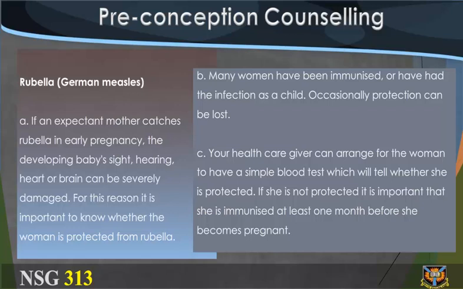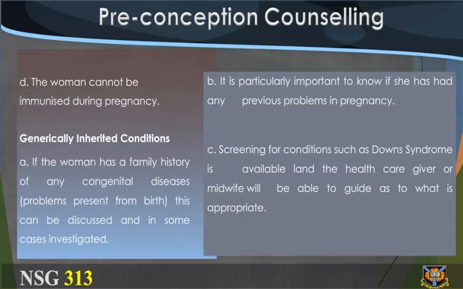C. Your health caregiver can arrange for the woman to have a simple blood test which will tell whether she is protected. If she is not protected, it is important that she is immunized at least 1 month before she becomes pregnant. D. The woman cannot be immunized during pregnancy.